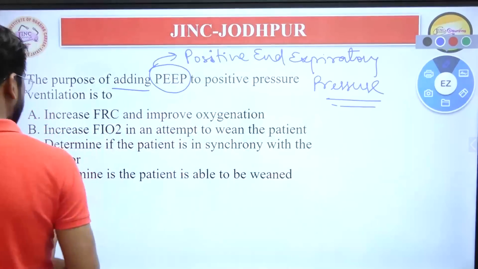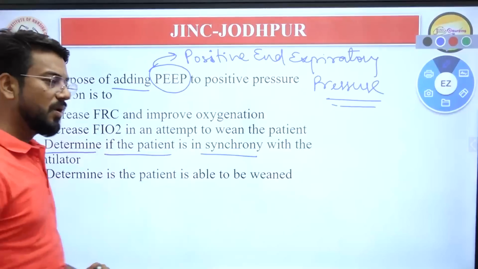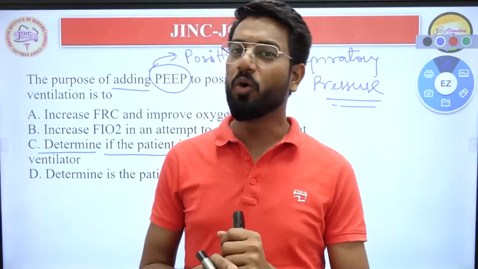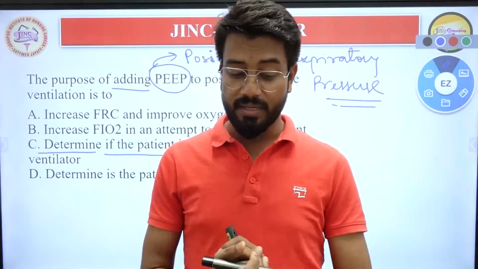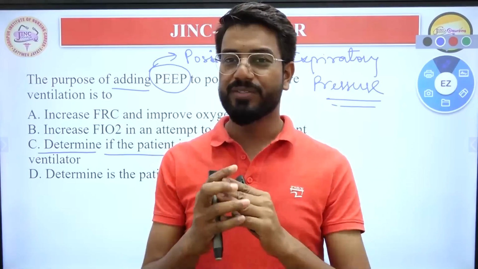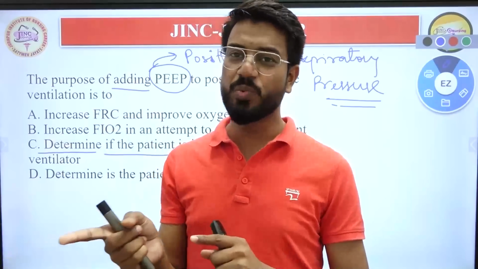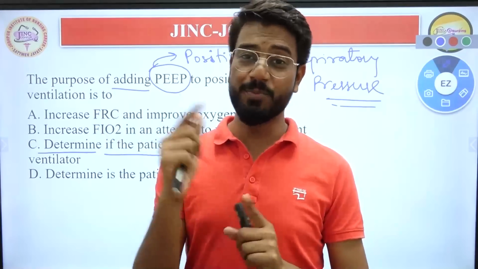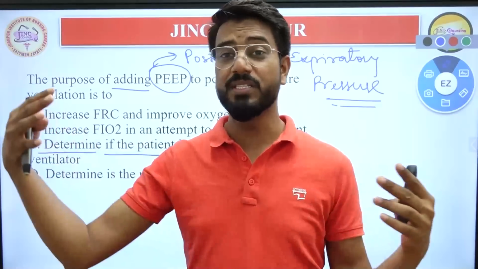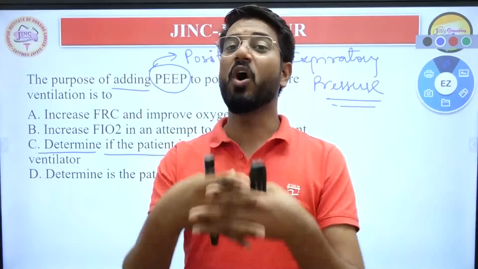So option number C says: determine if the patient is in synchrony. Synchrony means when the patient and the ventilator both are in mechanical ventilation and both are breathing, the patient phase and ventilator phase should be in parallel fashion. Like when the ventilator is giving you inspiration, at the same time the patient should have the inspiration. And if the ventilator is in the expiratory phase, the patient should be in the expiratory phase. If both are in opposite, like the patient is inspiring and the ventilator is expiring, then the air flow will not be possible.